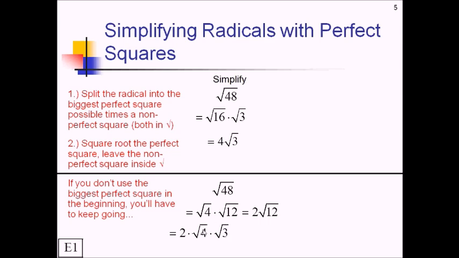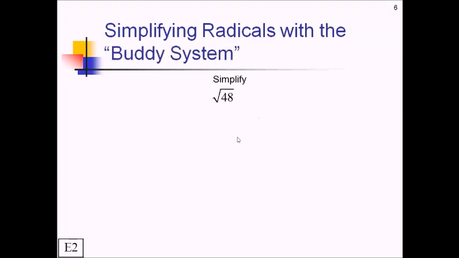The square root of 4 is 2. And this 2 now gets multiplied by the 2 that was already outside to give us the same answer as we got up here, 4 radical 3. So again, not the end of the world if you don't use the biggest perfect square in the beginning. In fact, you should always be looking at your answer to make sure you didn't forget any perfect square factors. We're going to do this problem one more time, though. Some of you are probably sick of seeing this by now.